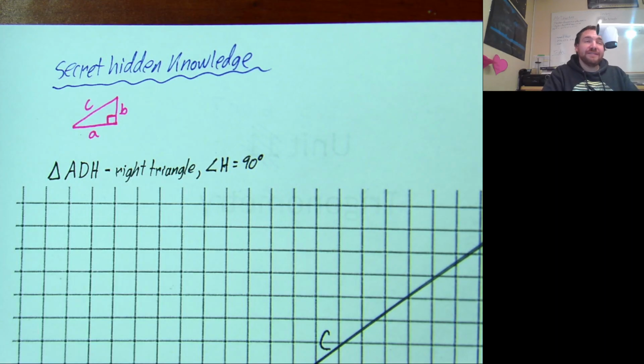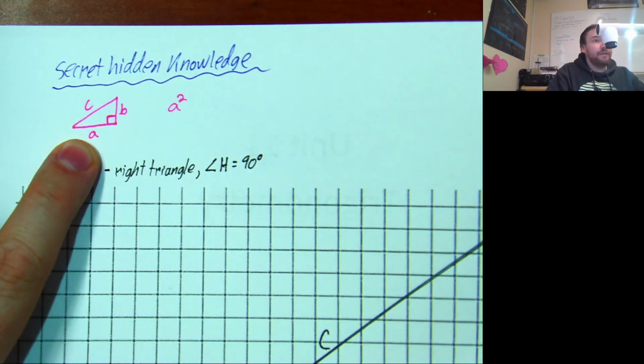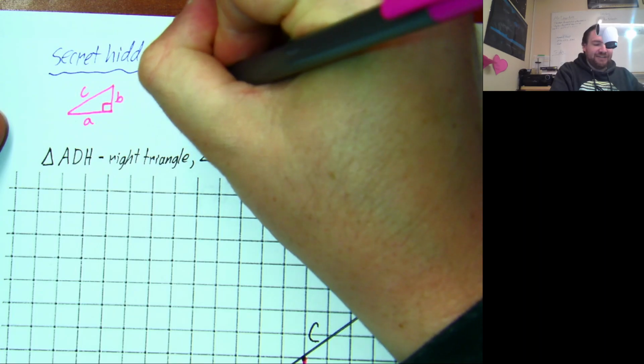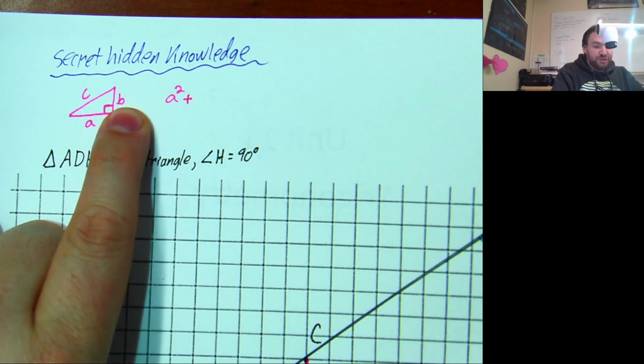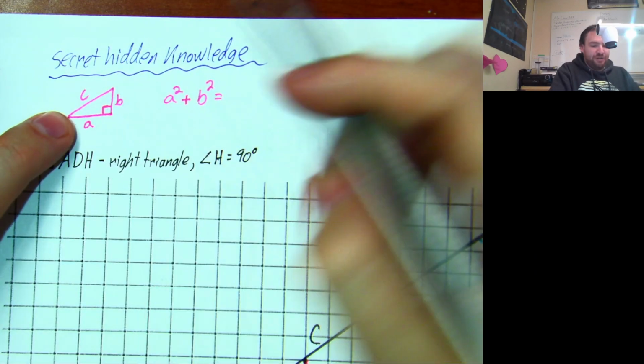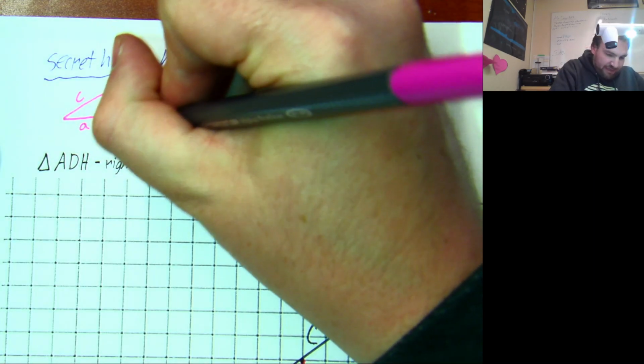Aminat, what is that relationship? Almost. The side a, if you square it and add it to, not subtract, and add it to b squared, you just happen to get the length of the hypotenuse squared, which is c squared. This is the secret hidden knowledge that Presley used to give us the first length. And this is called the Pythagorean theorem.